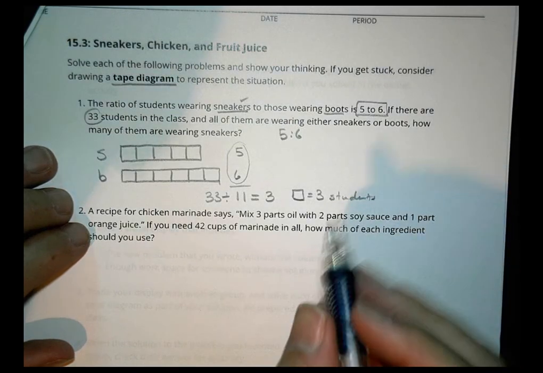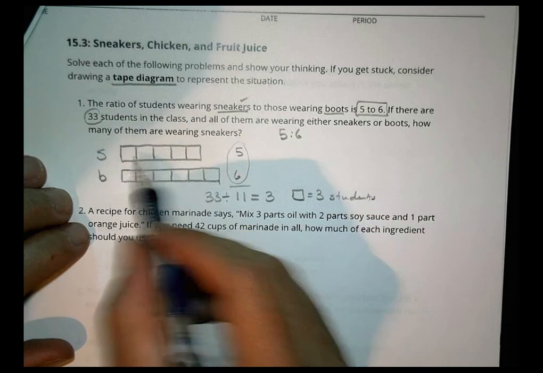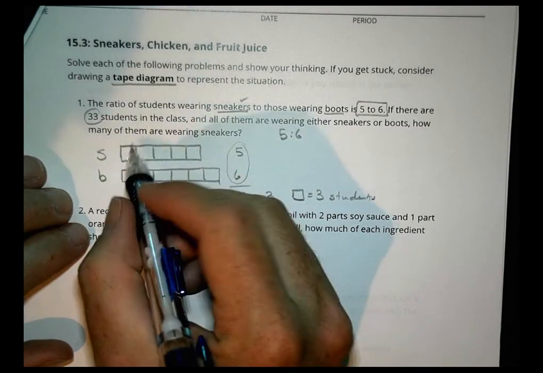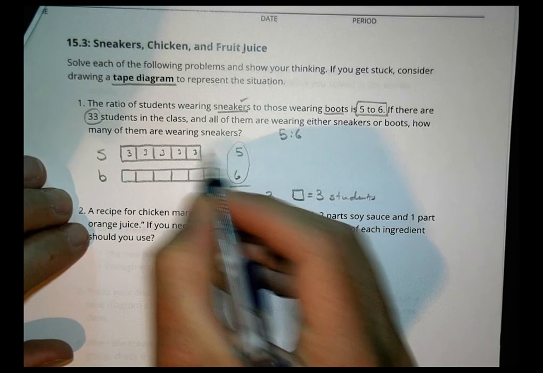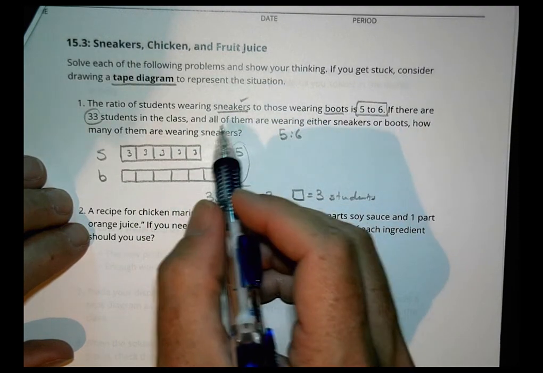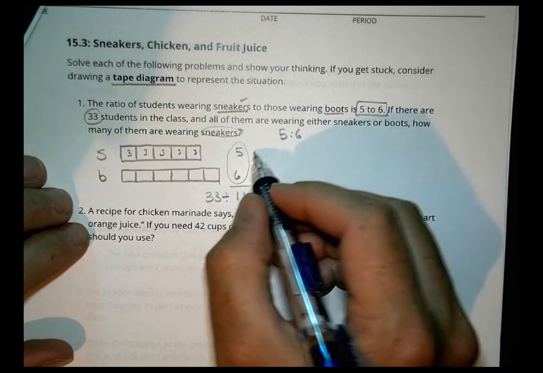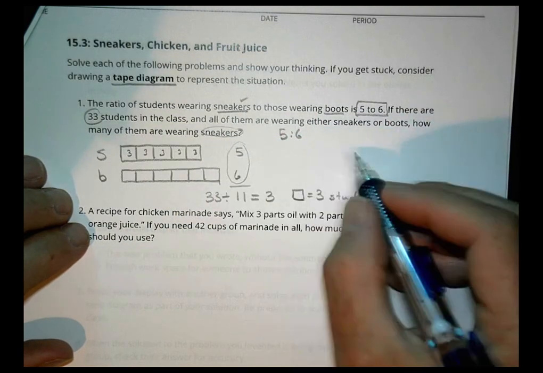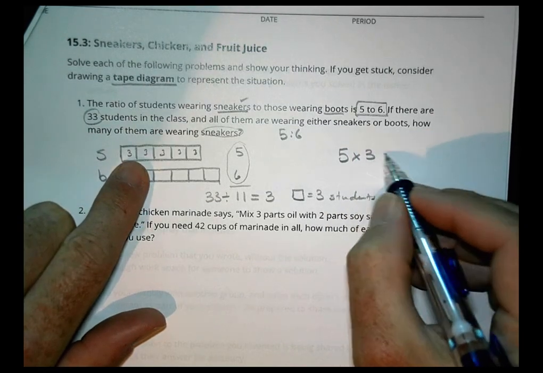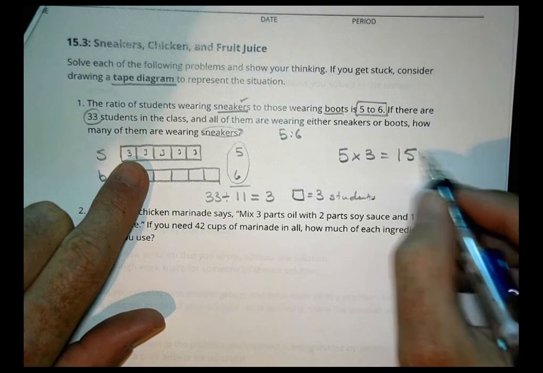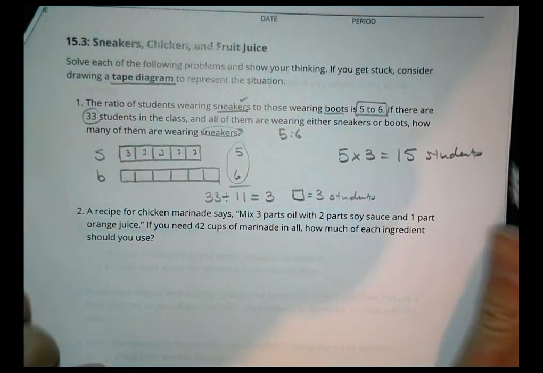Right? That's what it's going to be. So while there's 5, those 5 squares represent 3 students each. This is 3, 3, 3, 3, and 3. So if it's wanting to know how many of them are wearing sneakers, we can do 5, in this case, because there's 5 sneakers. 5 sneakers times the value of each box, which is 3, tells me that there are 15 students wearing sneakers. Pretty cool. Let's do another one.